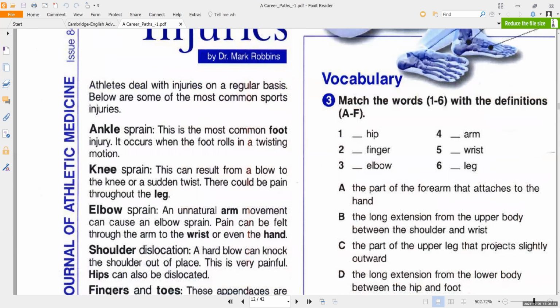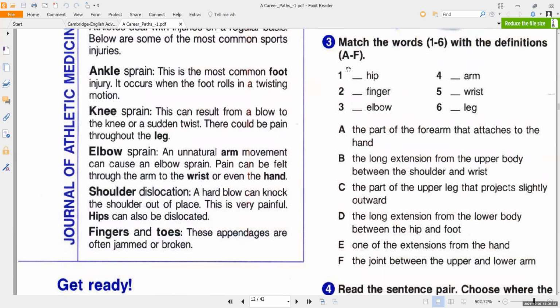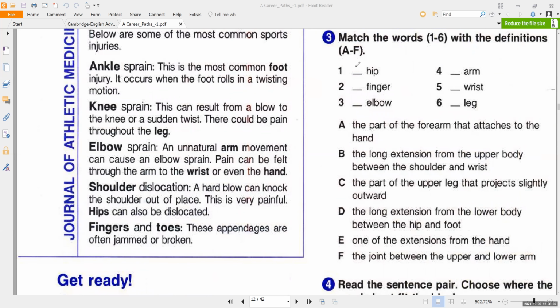So number one, we said number one is C, a hip. The part of the upper leg that projects slightly outward. Okay. Number two, finger, is number E. A finger, one of the extensions from the hand. Number three, elbow, is F. Elbow is F, the joint between the upper and lower arm.